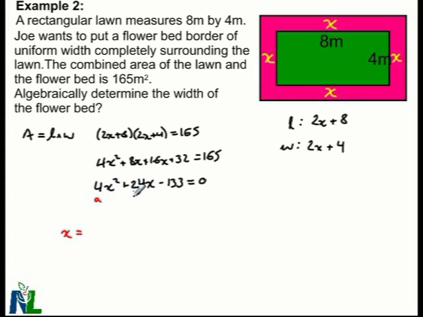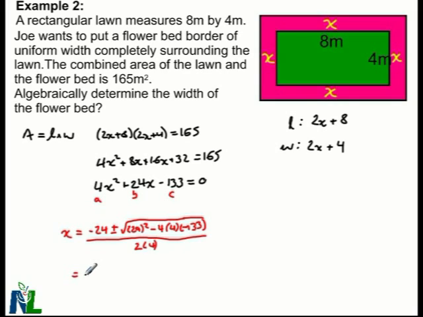I've got a, b, and c values here that I'll need to plug into my equation. So I've got negative 24 plus or minus the square root of b squared minus 4 times a times c, all over, again, 2 times a. So I have negative 24 plus or minus the square root of now 576. Because I have two negatives there, I'll have a positive here, and it's 2128. Again, divided by 8.